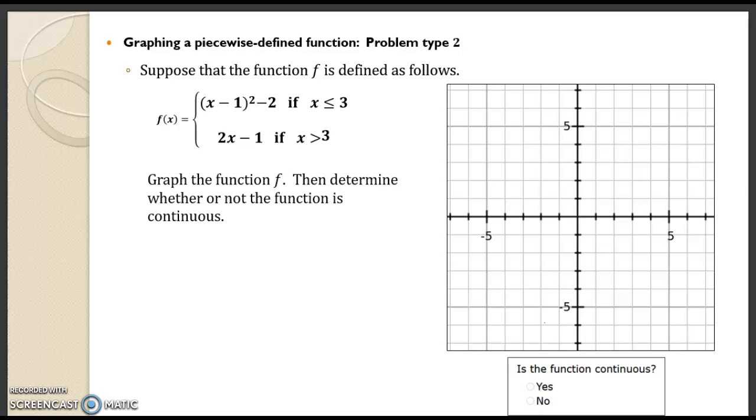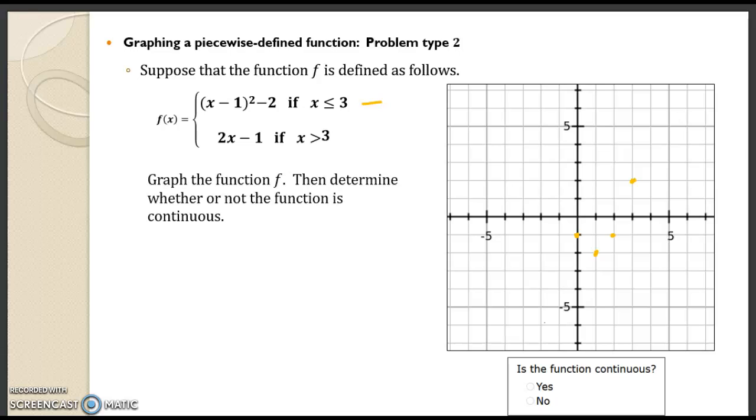For these kinds of problems, I like to graph both pieces of the function completely, as if there weren't any restrictions on the x values. And then I like to erase what I don't need and finish off with details. So let's go ahead and graph this whole parabola here. Usually a parabola has a point at 0, 0. I'm going to shift down 2 and to the right 1. And then my parabola is going to open up, and it's going to look something like this.